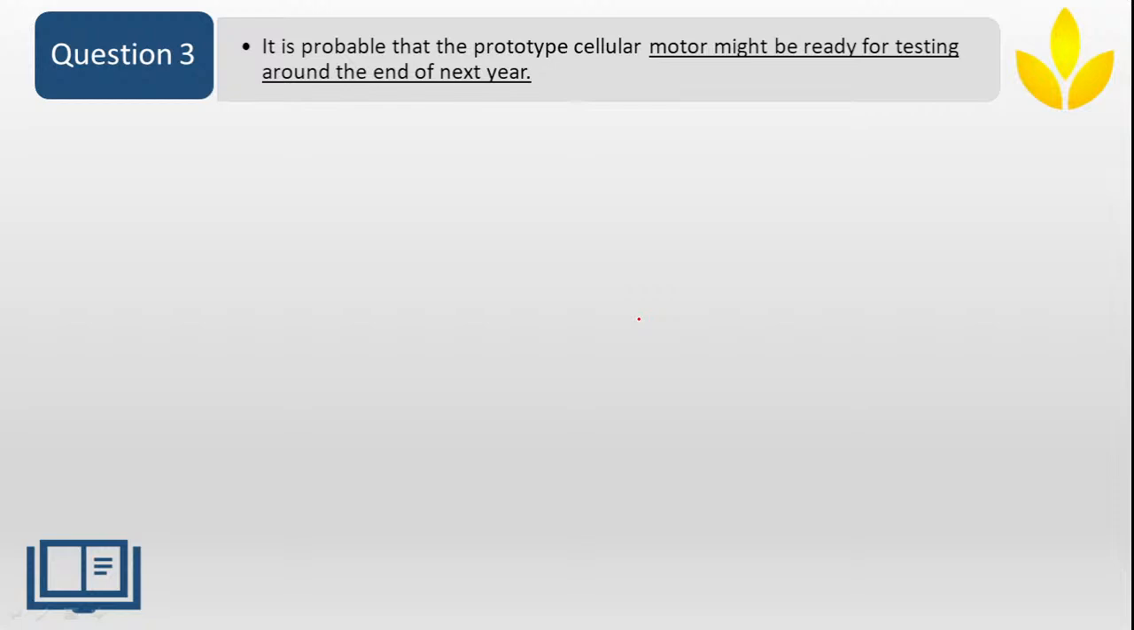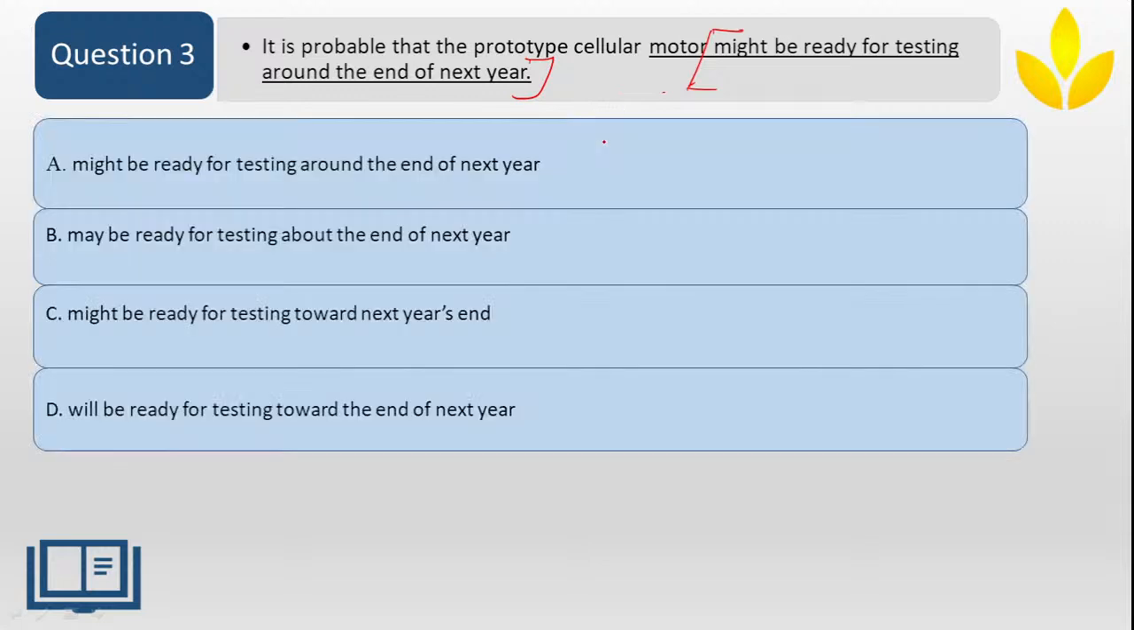Third question: it is probable that the prototype cellular motor might be ready for testing around the end of next year. So the underlined part is "motor might be." So cellular motor, I think the sentence will end here. For this part you have to correct: might be ready for testing around the end of. Let's look at the options. Okay, here around is given.